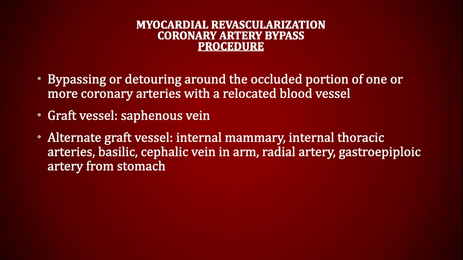So for bypassing, understand that you are bypassing the area that's occluded or rerouting the flow of blood around that occluded area. So in order to do that, they have to graft a vessel. The saphenous vein, which is located in the lower part of the leg, in the calf area of the leg, that's the most popular vein that's used for grafting for a bypass procedure. Now, there are some alternative vessels that can be used if the saphenous vein is not viable. And you can use the internal mammary, the internal thoracic, basilic, cephalic, radial artery, and the gastroepiploic artery in the stomach as well. That can be used. So there are some alternatives to the saphenous vein if the saphenous vein is not viable.